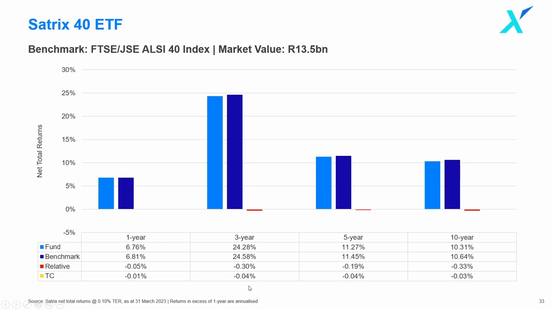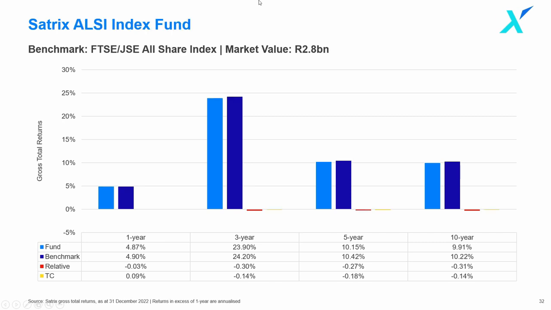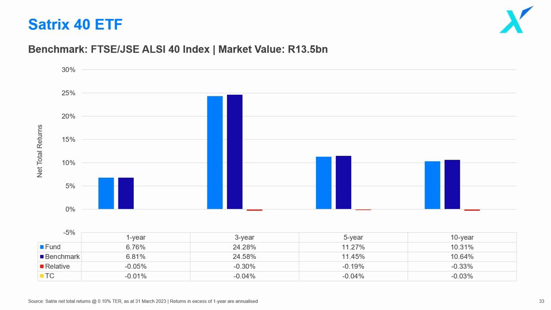But you also notice how much lower the transaction costs are in the ETF. You're sitting at most at 4 basis points, whereas if I go back to the All Share Index Fund unit trust, there you're sitting at in excess of 10 basis points. So there is an intrinsically higher transaction cost that you'll find with a unit trust relative to an ETF.